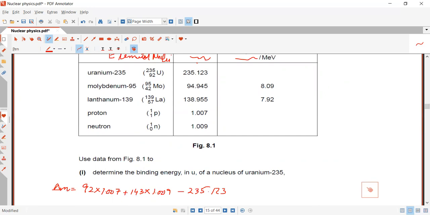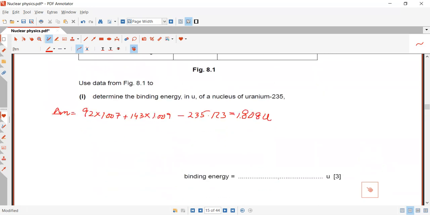Okay, so let me do it again. Yes, 235 minus 92. So yes, it is 1.808 U, right? They asked us to calculate this in U. So this whole thing is for 3 marks, right?